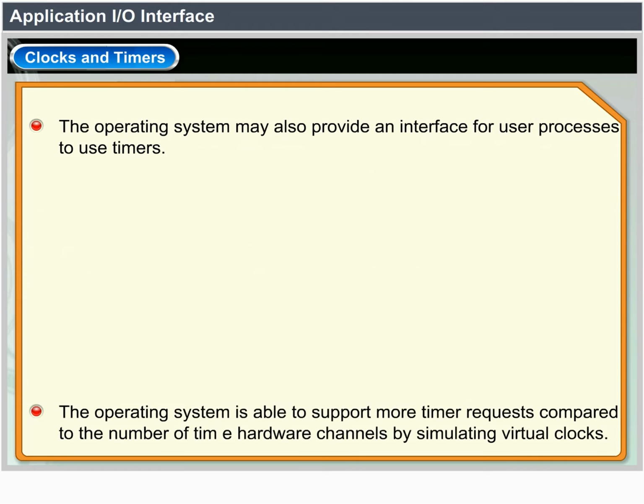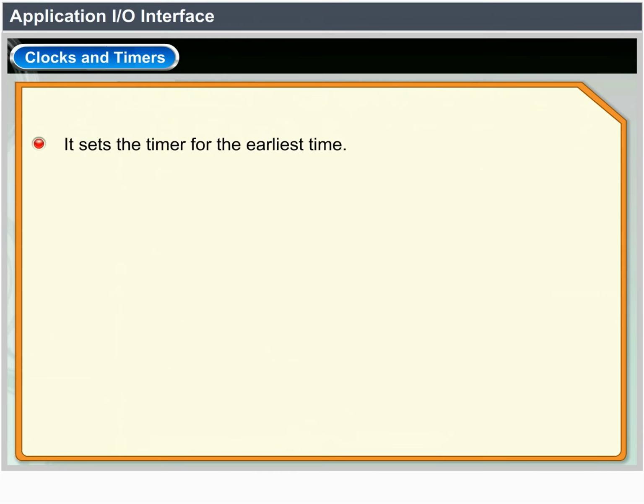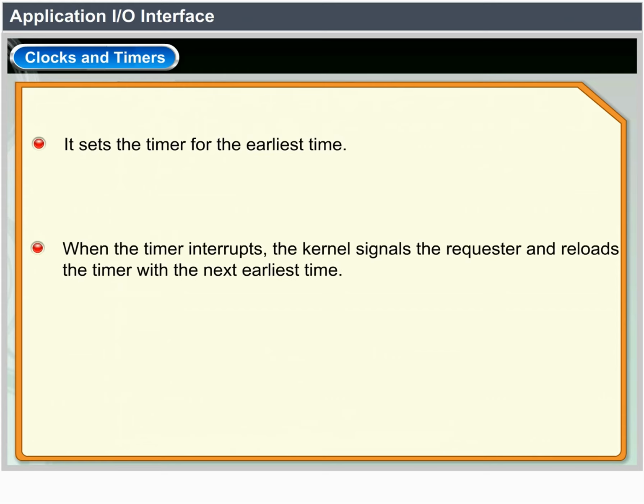The operating system can support more timer requests than the number of timer hardware channels by simulating virtual clocks. To do so, the kernel or the timer device driver maintains a list of interrupts wanted by its own routines and by user requests, sorted in earliest time first order. It sets the timer for the earliest time. When the timer interrupts, the kernel signals the requester and reloads the timer with the next earliest time.